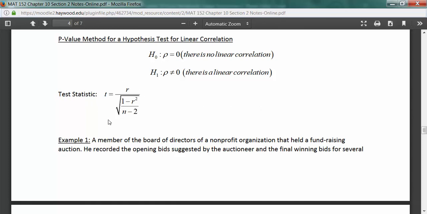Here's the test statistic that we're using. It's a t-test, so it's off of the t-distribution. Here's the null hypothesis. Rho is equal to 0, which implies that there is no linear correlation, and the alternative is rho is not equal to 0, so there is a linear correlation where the true population correlation coefficient is either close to 1, which implies there's a positive linear correlation, or close to -1, which implies there is a negative linear correlation.